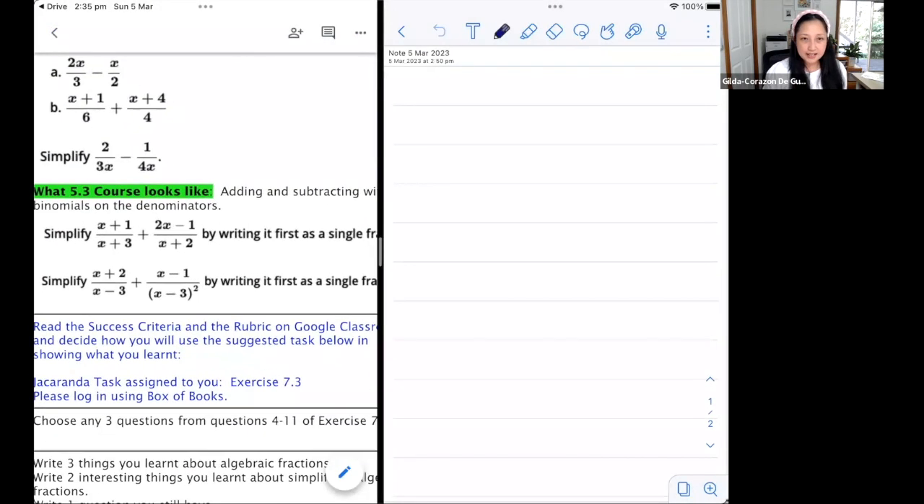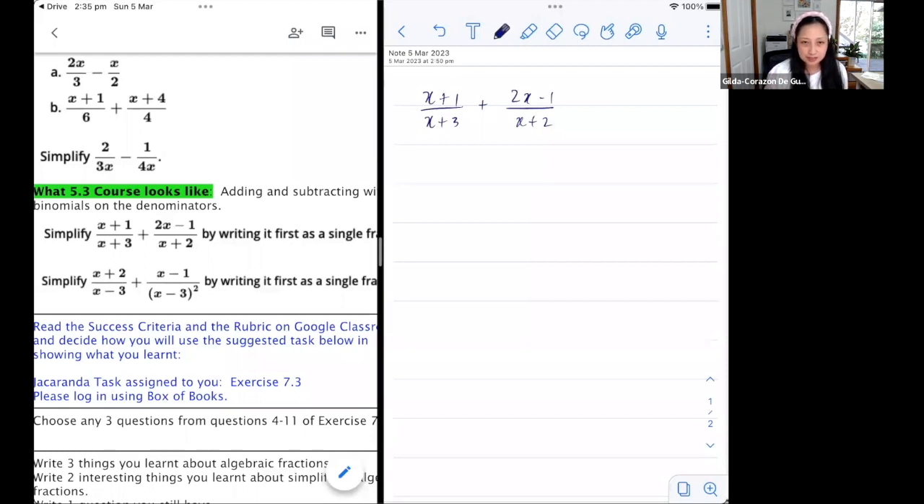Okay, so I've added here a screen so that there's space for us to write down this example here. This is the extension bit. This is what the 5.3 course would be doing. So let's write them down here. Just like what we were doing a while ago, we want to figure out the LCD.